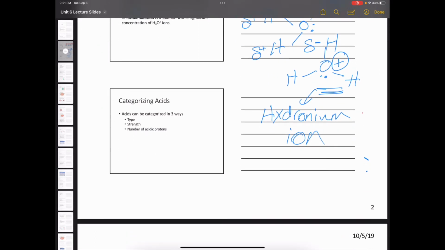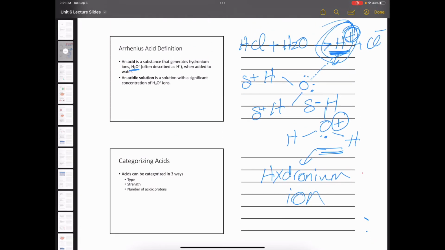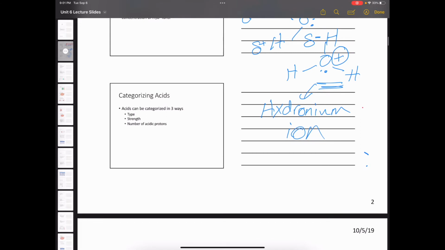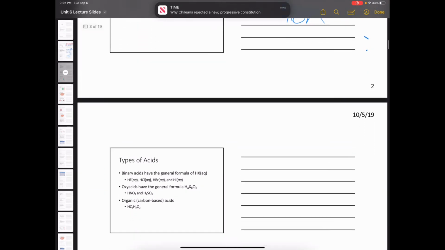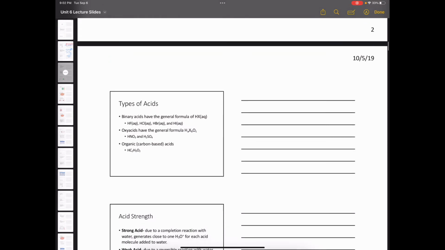We categorize acids based on their type, on their strength, or the number of acidic protons, because some acids have more than one proton that they are willing to donate and dissociate in a solution of water. Strength: some acids are strong acids, others are weak acids. Something like HCl is considered one of the top-ranking strong acids. Other acids, something like acetic acid, which we will look at in a second, are considered weak acids.